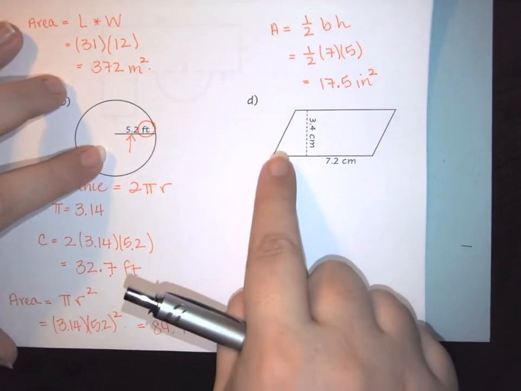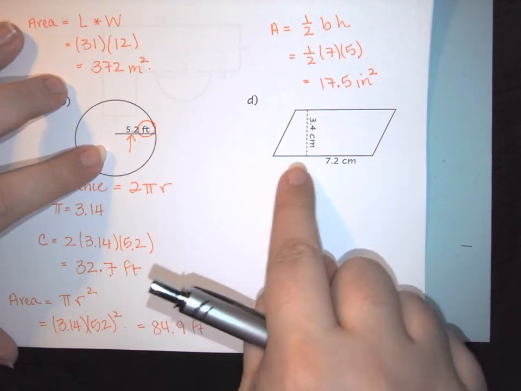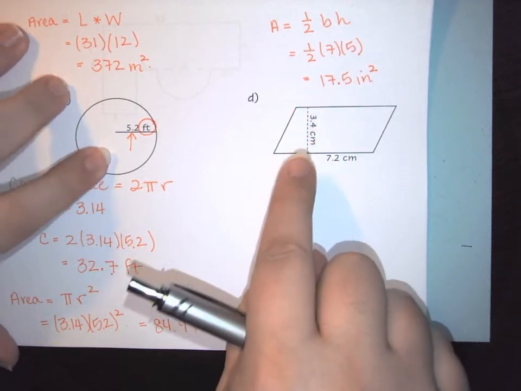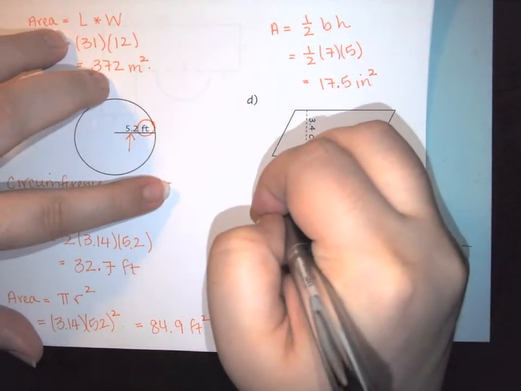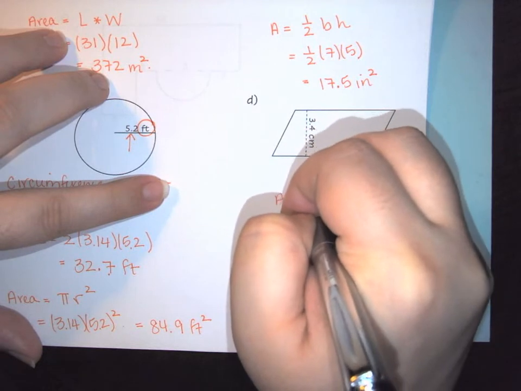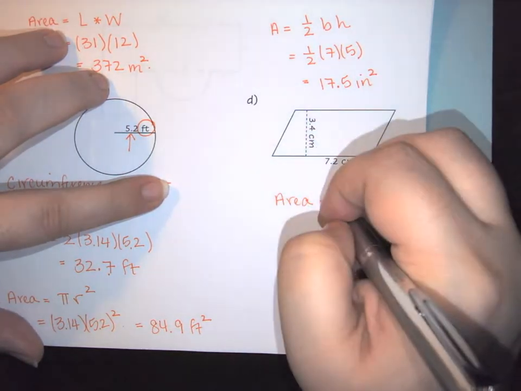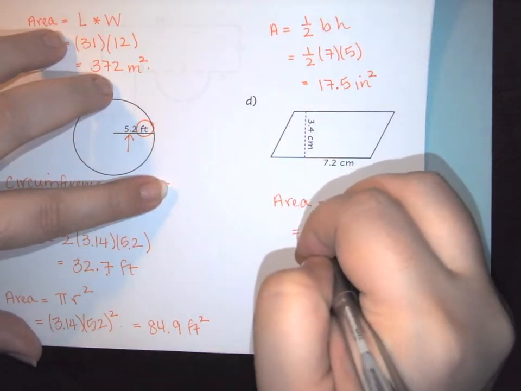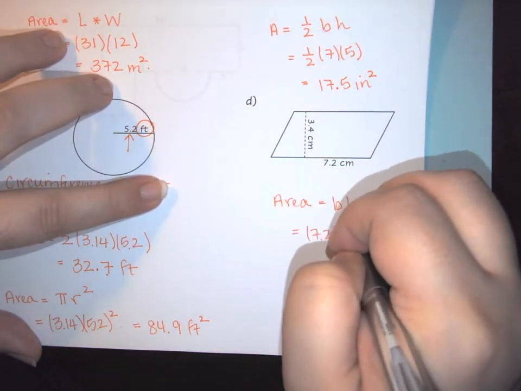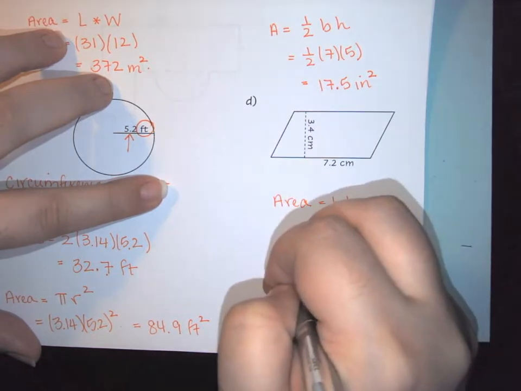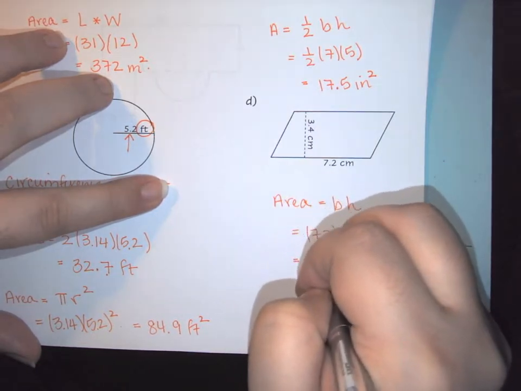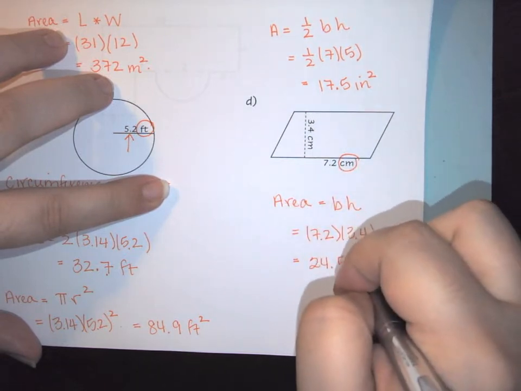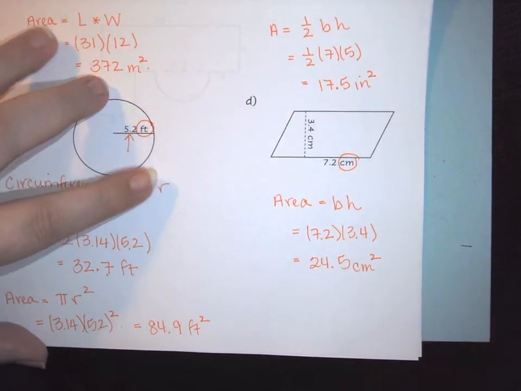Now in this last one, we've got a parallelogram, and in this case the only pieces of information we've been given are the base and the height. Therefore, for a problem like this, we are just looking for your area. The area of a parallelogram is base times height, and so in this case it would be 7.2 times 3.4. So this is going to give you 24.5. My measure in this case is centimeters, so this would be centimeters squared.